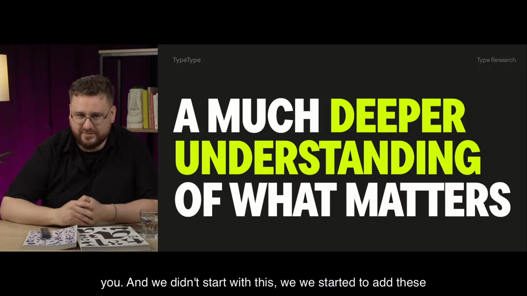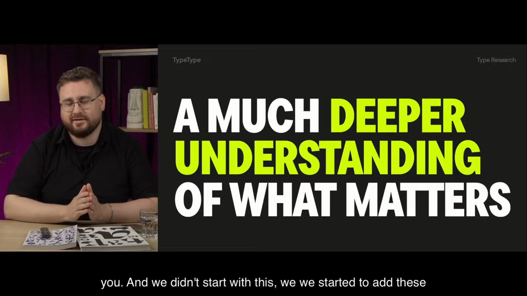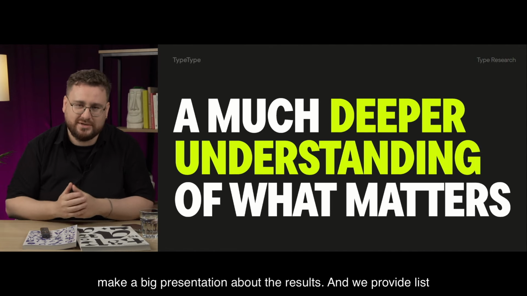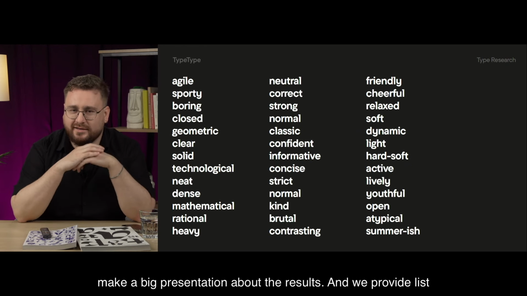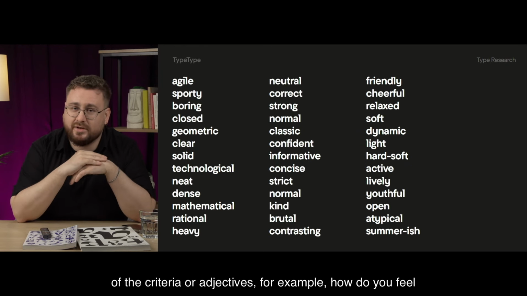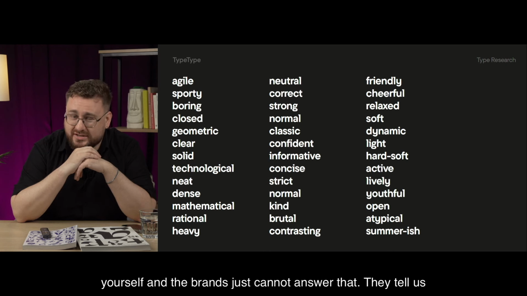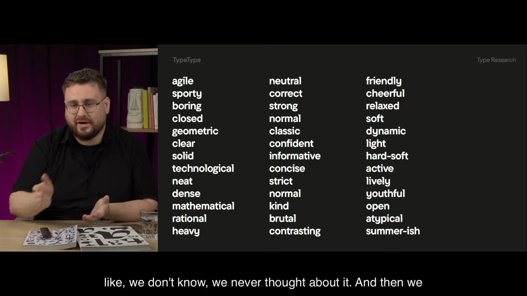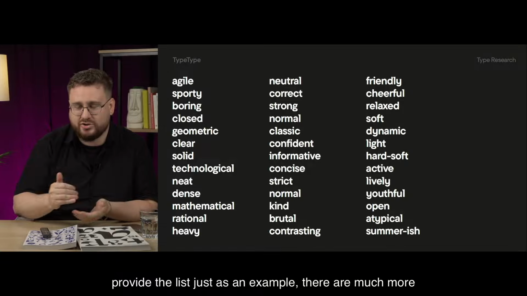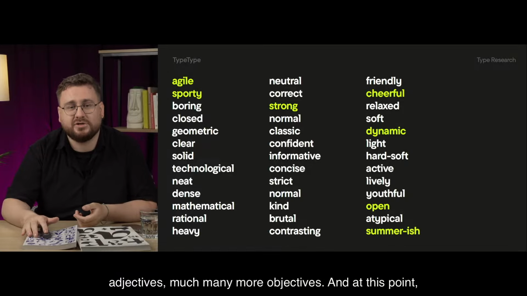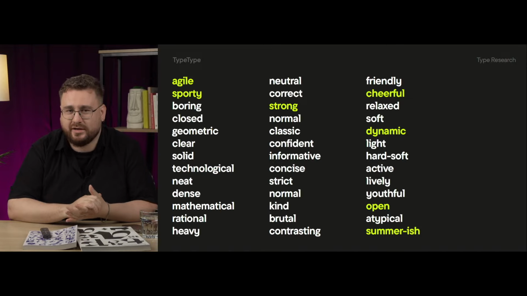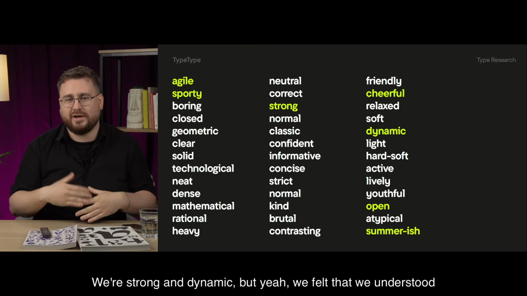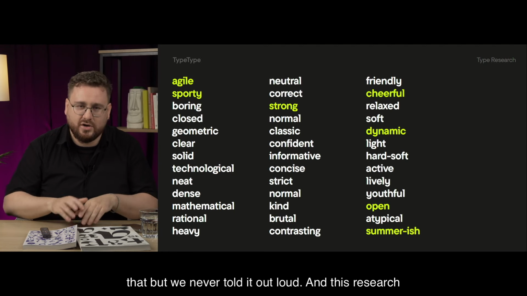And we didn't start with this. We started to add this part with experience, with practice, because sometimes we make a big presentation about the results, and we provide a list of criteria, of adjectives, for example, how do you feel yourself? And the brands just cannot answer that. They tell us like, we don't know, we never thought about it. And then we provide the list just as an example. There are many more adjectives, and at this point you may feel that yeah, we are actually agile, we are sporty, we are strong and dynamic, we felt that, we understood that, but we never told it out loud. And this research could help you understand.